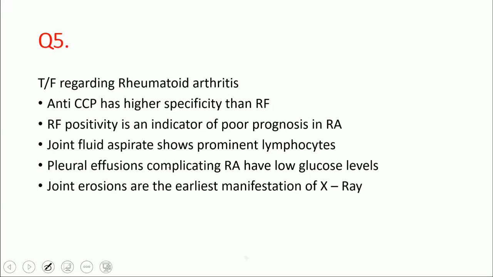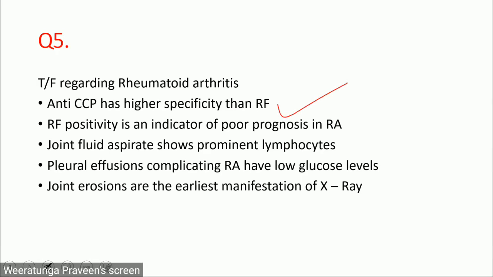Anti-CCP is more specific and sensitive than rheumatoid factor, right? Whereas rheumatoid factor can be positive in people who don't have rheumatoid arthritis also. So a good example of this, somebody who has a family history of rheumatoid arthritis can have a positive rheumatoid factor, right? But anti-CCP is definitely more sensitive and more specific for rheumatoid arthritis.